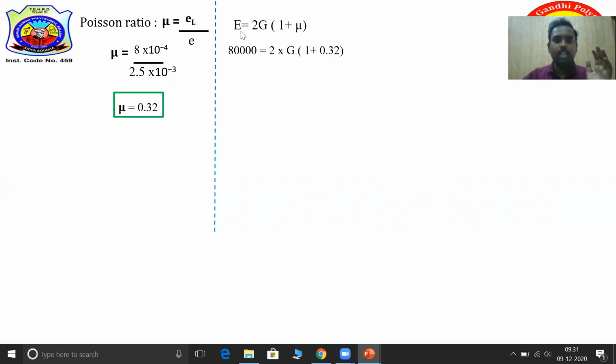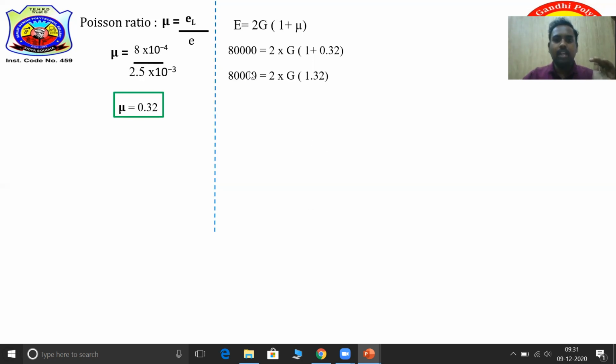Just substitute the values. E equals 80,000. In the previous slide we have the values, just go and cross check it. 2 into G into bracket 1 plus mu. Mu equals 0.32. We have written 0.32. I'll continue with the proper simplification.